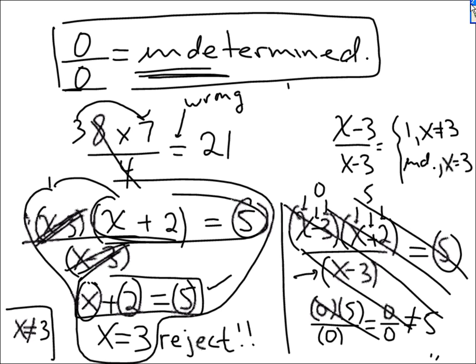Then I look in my little corner here, where I keep a record of all the values that x can't be. And I say, oh, x can't be 3. So I write reject. This problem has no answer. In theory, we could have had x equals 3 and x equals 4, and I would just reject x equals 3, and the answer would be solely x equals 4.